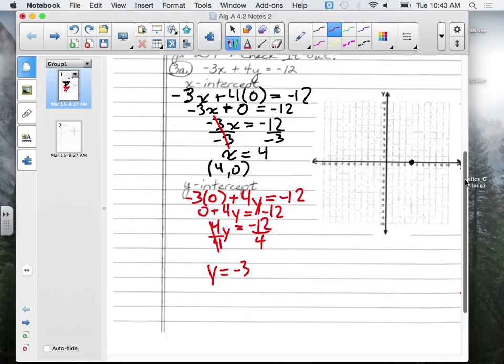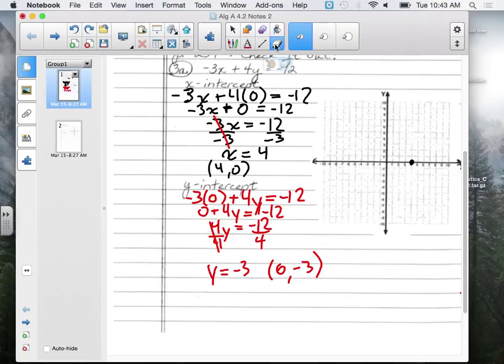Does everyone get the same y value? -3? All right, so once we found our y-intercept, that would be ordered pair what? 0, -3. Okay, so we found our y-intercept, 0, -3. So don't move because it's on the y-axis and go down to 3. That's that point right there.